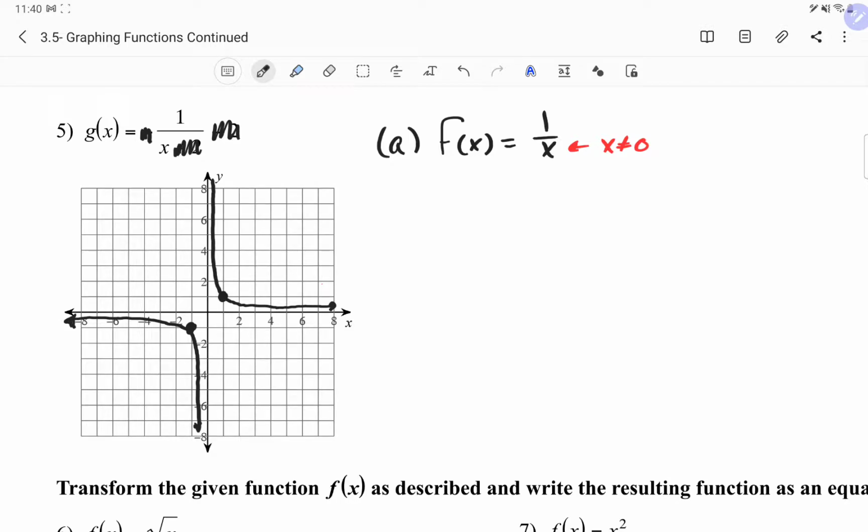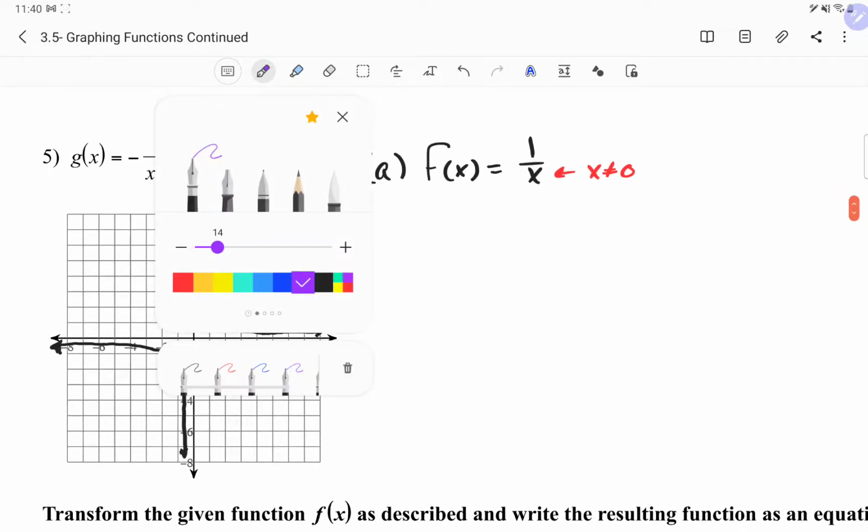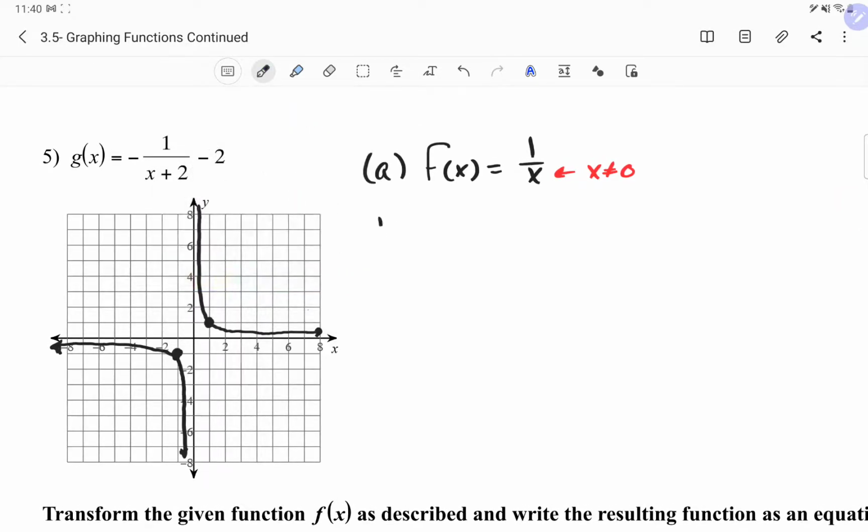And what you're going to be transforming here is the vertical and horizontal asymptotes. That's what we're actually going to be moving. All right, so part B is asking us to figure out what the transformations are.